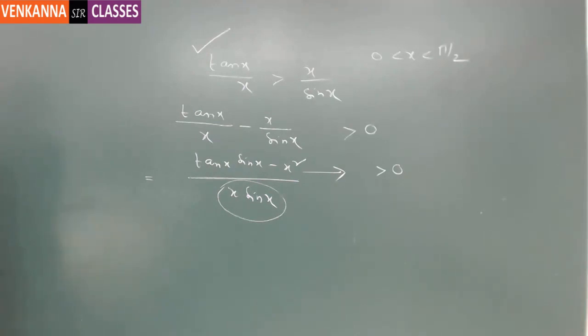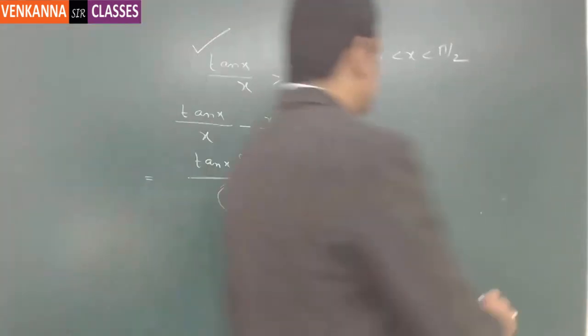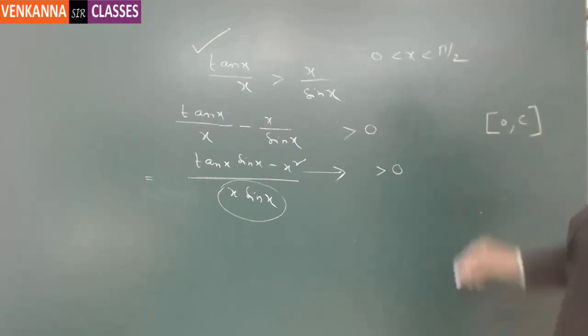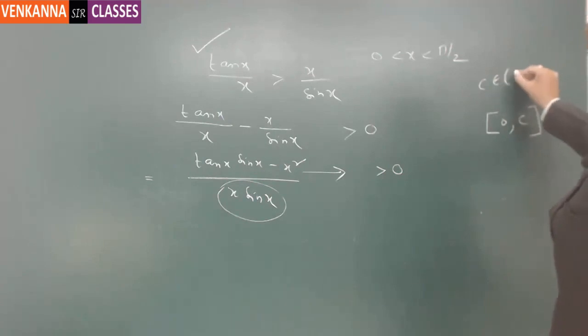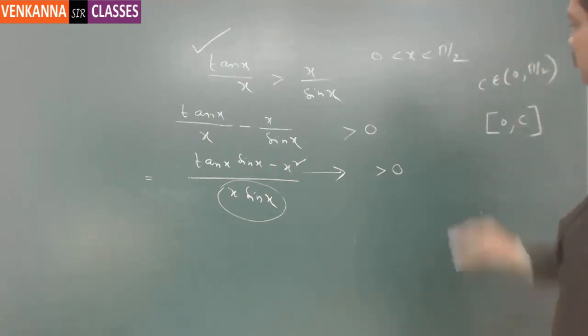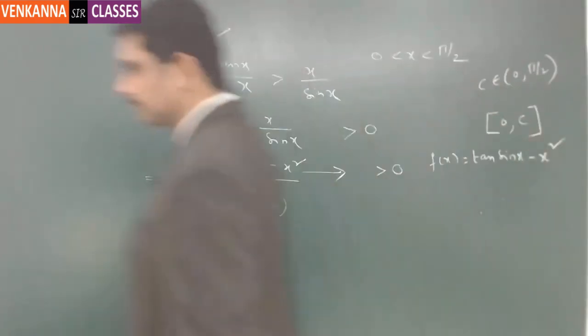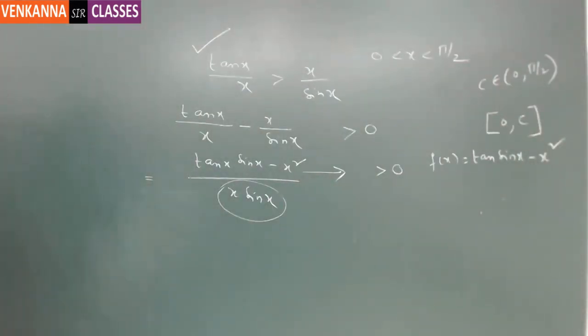So it must be true for the given interval 0 comma pi by 2. Now, since you are taking x less than pi by 2, I will take the interval as 0 comma c, where c belongs to the interval, and you take f of x is equal to tan x into sin x minus x square. Is it clear? Yes or no?